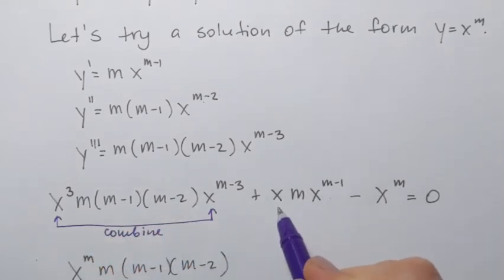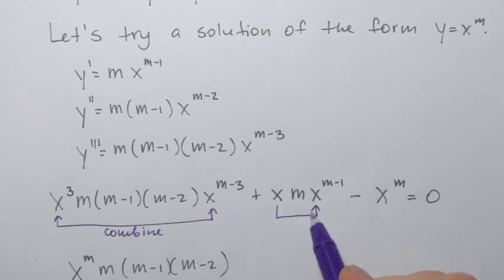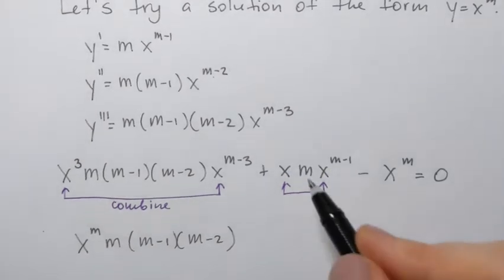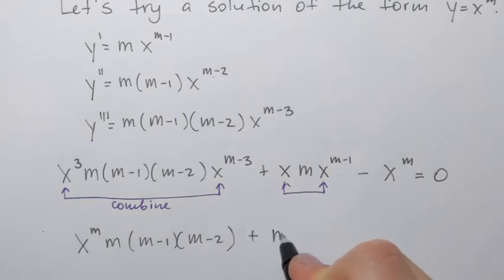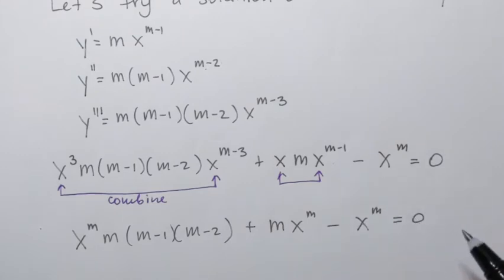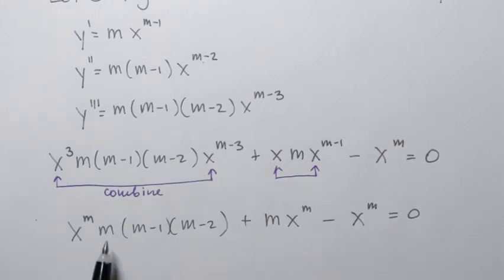Using the same idea, we can combine x and x to the power m minus 1. As we add the powers, which is 1 plus m minus 1, we will also be left with just m. So then I'll have m times x to the power m, and then minus x to the power m, that's the last term. Okay, now I can see that x to the power m is the common factor. I can factor it out.